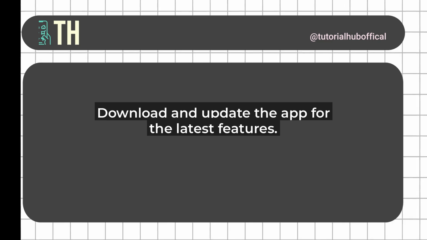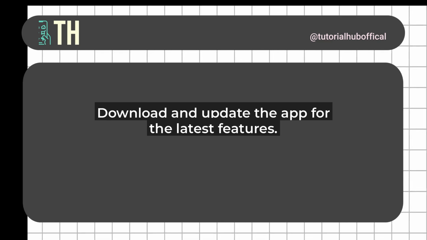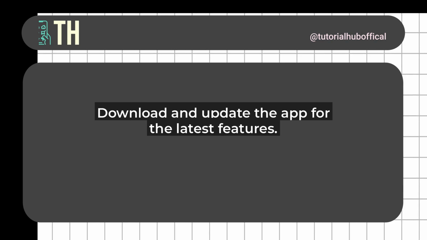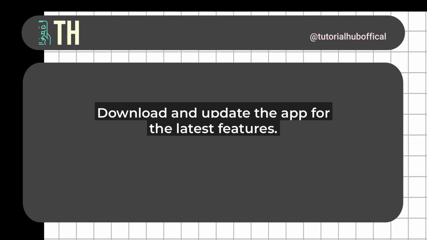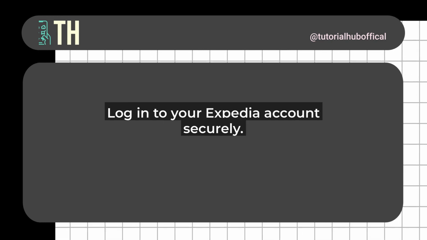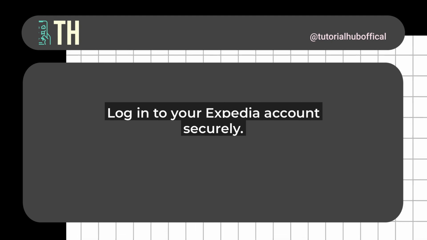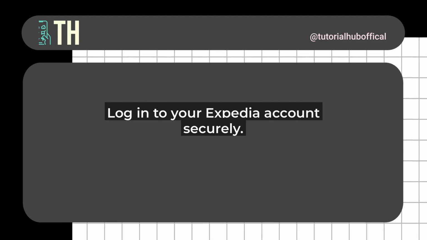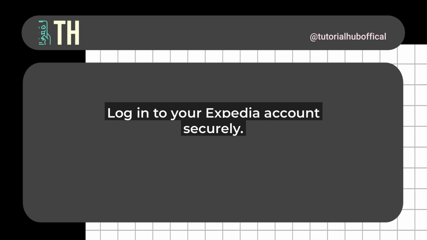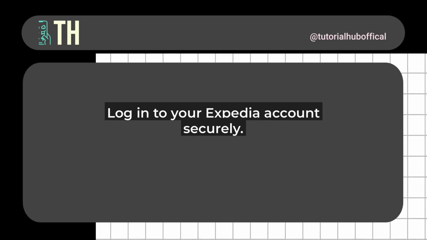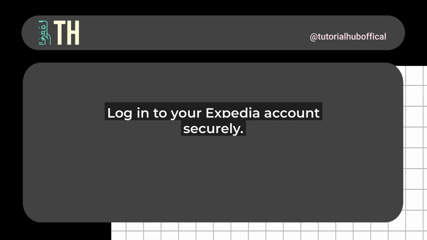First things first, make sure you have the Expedia app installed on your smartphone. If it's not up to date, head to your app store and download the 2025 version. It's packed with AI-powered features that make everything easier. Once that's done, open the app and log in with your account details. If you're new, sign up quickly, it only takes a minute.